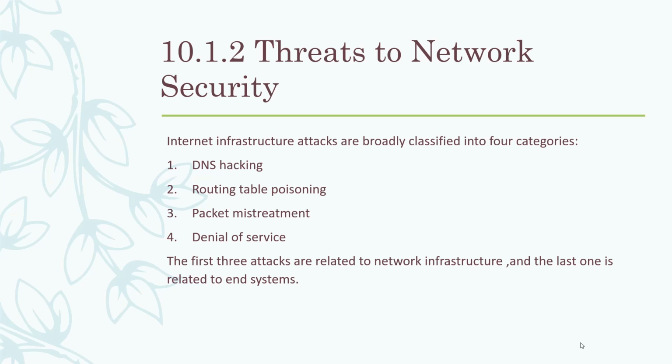Internet infrastructure attacks are broadly classified into 4 categories. The first is DNS hacking, then routing table poisoning, packet mistreatment, and denial of service. The first 3 attacks are related to network infrastructure and the last one is related to end systems.